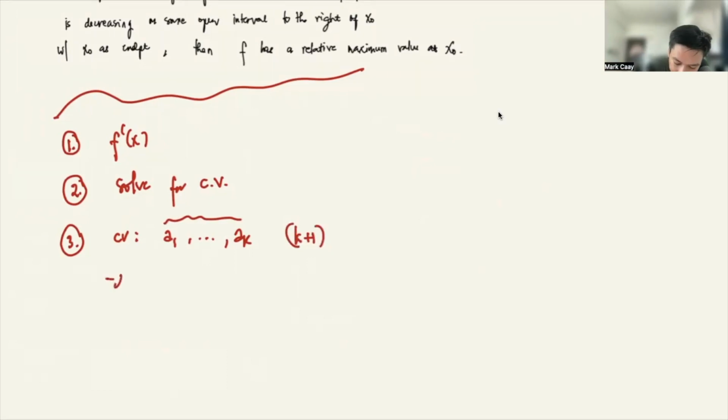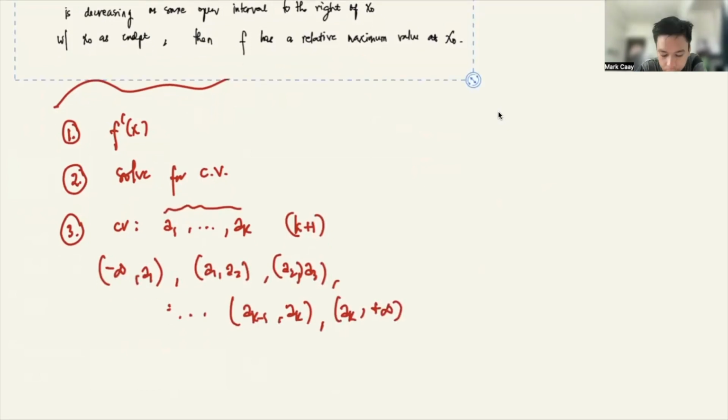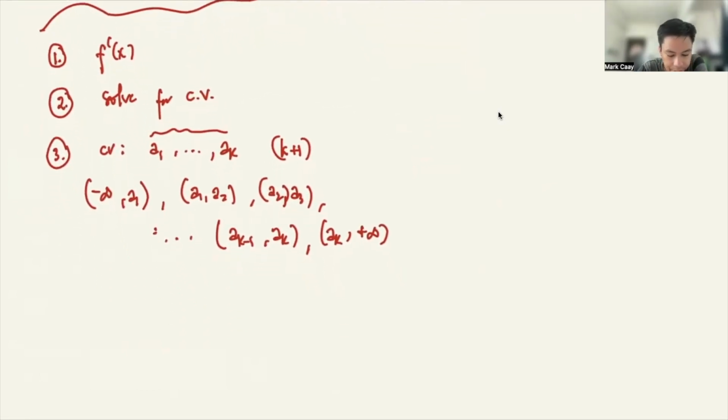So, we have negative infinity to a1. You have an interval a1 to a2. You have a2 to a3, and so on until you get to a sub k minus 1 to ak. Isn't ak the last critical value? But there's still ak to positive infinity. And all in all, there are k plus 1. Okay, so now that you have intervals, you create the table to check for the theorem.